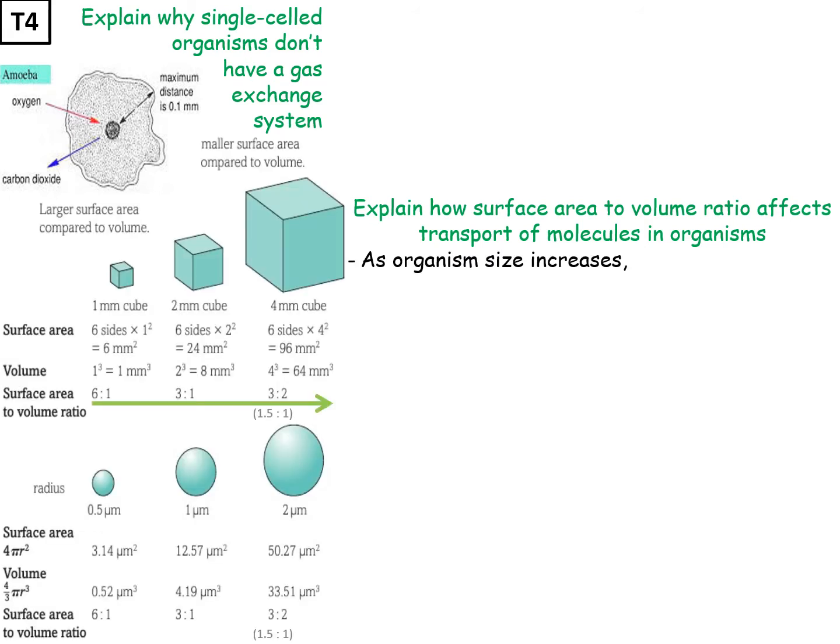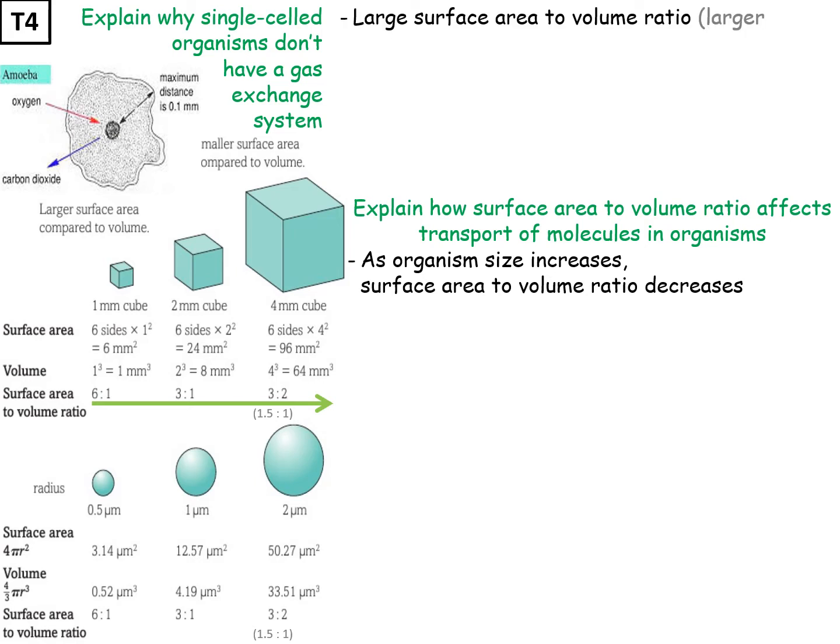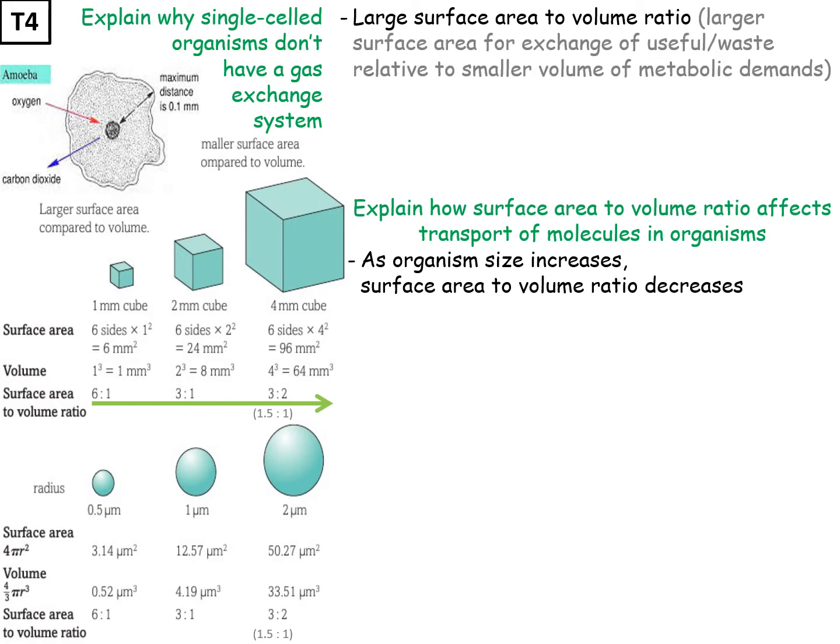As an organism size increases, we can see that the surface area to volume ratio decreases. Therefore, single-cell organisms don't have a gas exchange system because, being a small organism, they have a large surface area to volume ratio, and that means that their surface area for exchanging useful substances or getting rid of waste is larger in comparison to their small volume of metabolic demands.